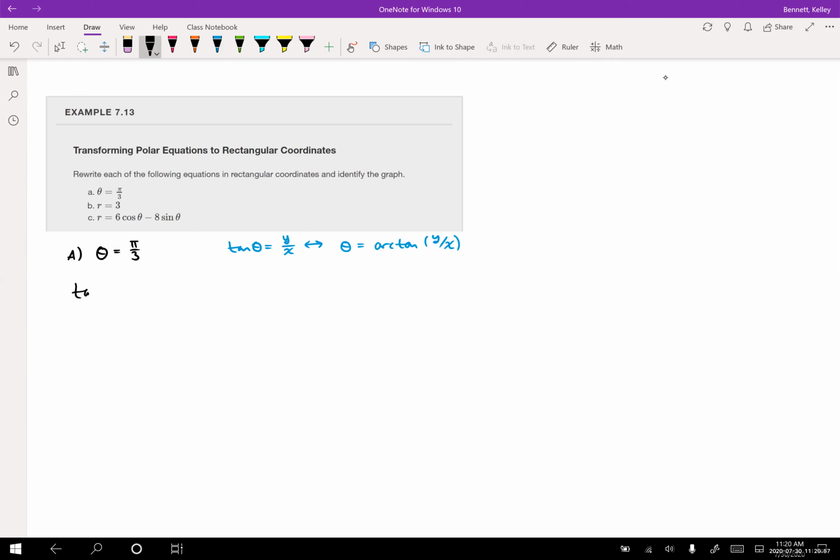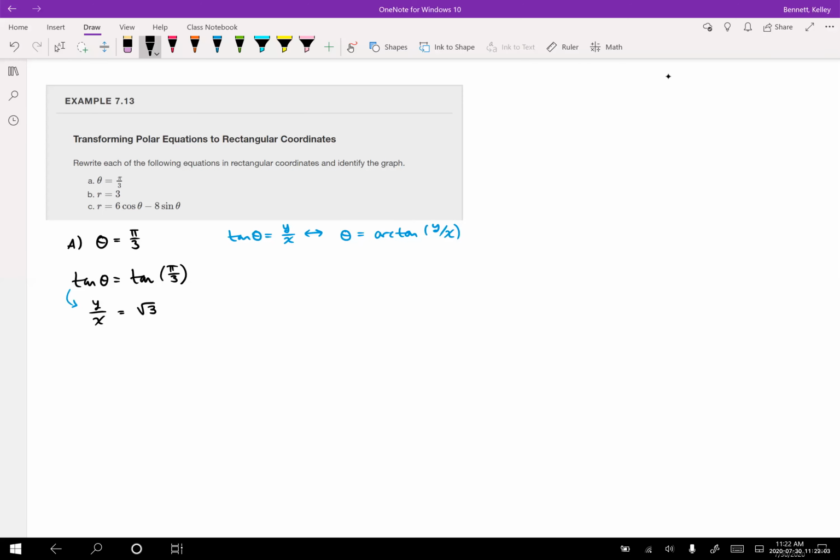I'm going to apply tan to both sides. So tan of theta equals tan of pi thirds, right? Certainly that's true. Tan of theta, though, now I'm using my substitution. This is y over x. So I'll use a little star when I make a substitution, or draw a little arrow. And tan of pi thirds is just a number. So I get y over x equals √3. And then from here, all I have to do is say, okay, y equals √3 times x.